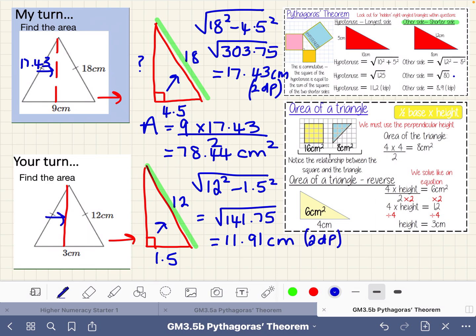We now know the perpendicular height is 11.91, and we can use our formula for the base to work out the area of the triangle. That means we are taking the base value of 3, multiplying it by the perpendicular height of 11.91 and dividing it by 2, giving us a total area of 17.87 centimetres squared.